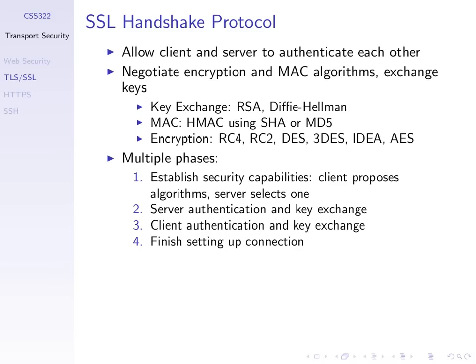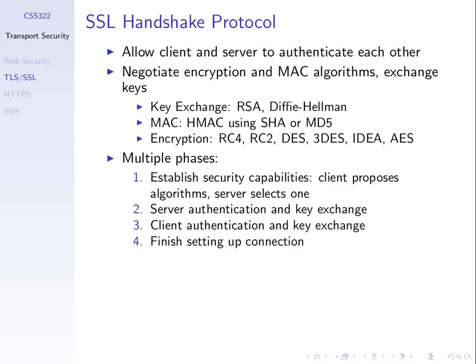So we can use Diffie-Hellman to exchange a secret key. We can use RSA and certificates to encrypt something. So if I have another user's public key, we can encrypt with the public key a secret and then send that to the other user. So the key exchange algorithm, the MAC function, HMAC.